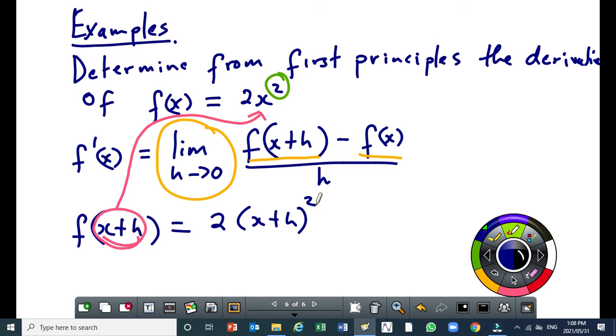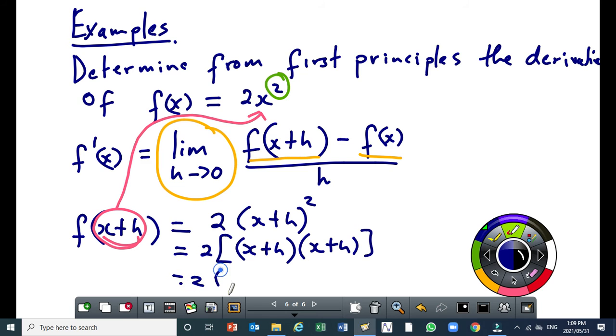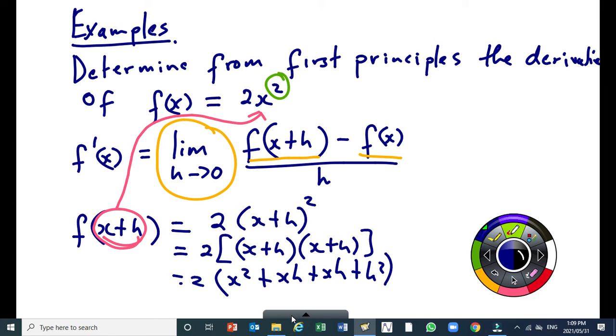Then your knowledge of algebra from grade 9. So you need to simplify this. To simplify, you need to know that it's the same as 2 times x plus h times x plus h. And if I simplify, I can do it mentally. This is the same as x squared plus xh, and then another xh plus h squared. Okay?